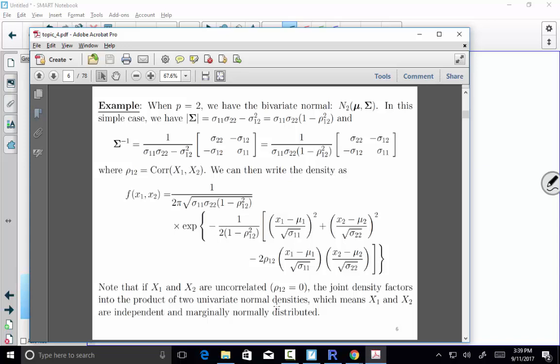Rho, in the bivariate case, is just the correlation between variable 1 and variable 2. If they are uncorrelated, then because we have normality here, that means they are independent. And for independent random variables, you can just multiply the univariate PDFs.